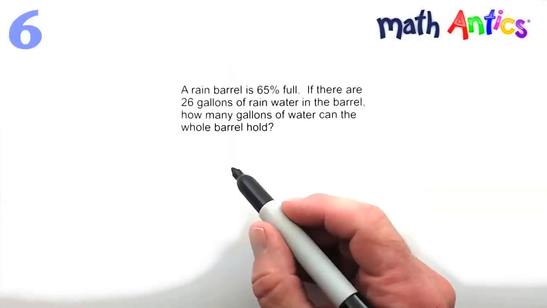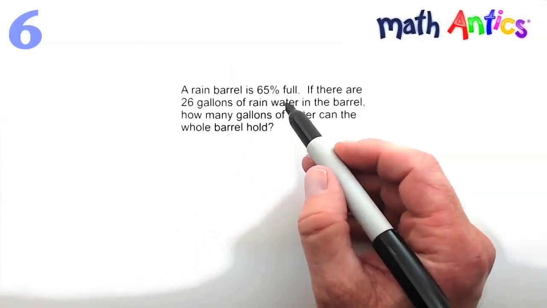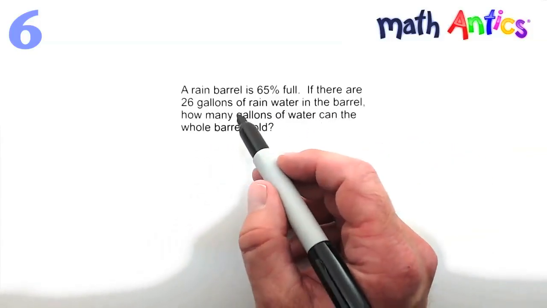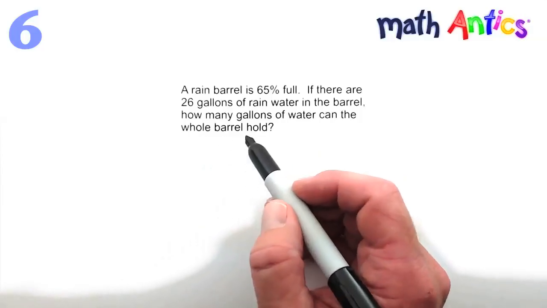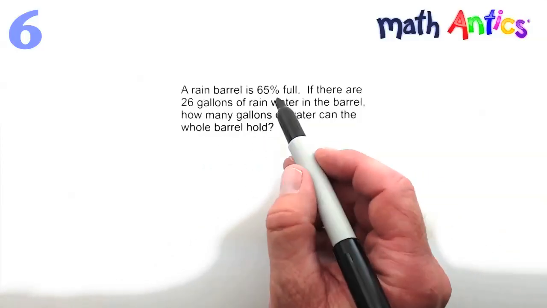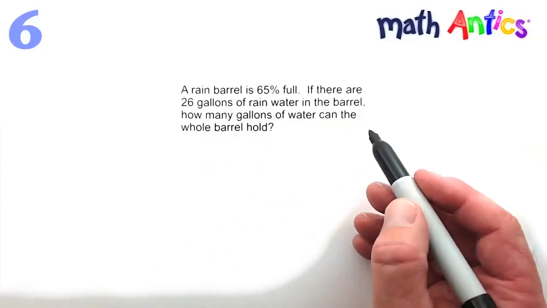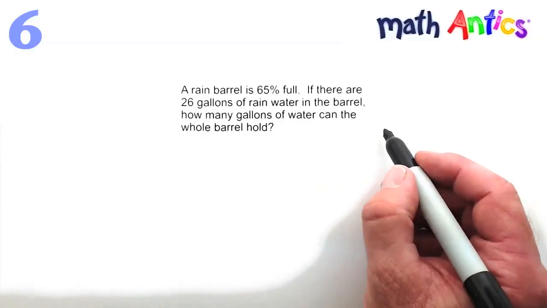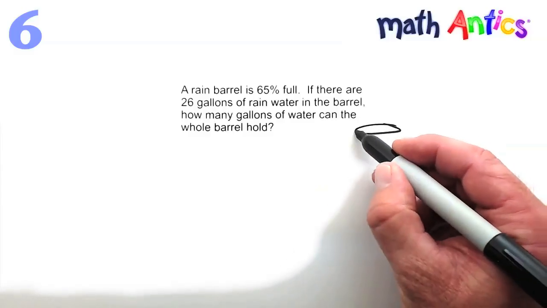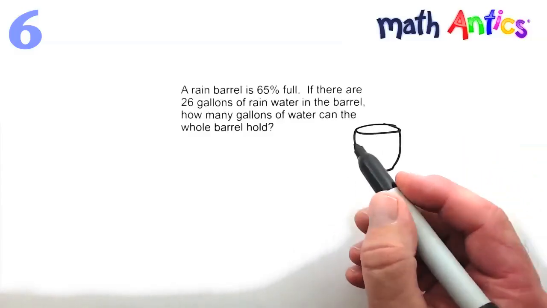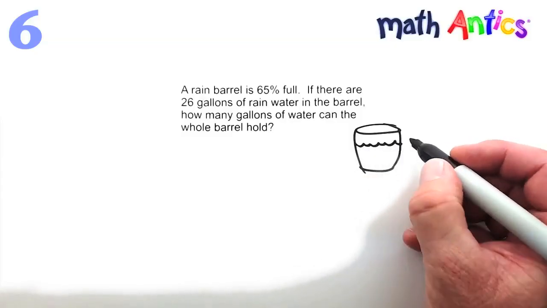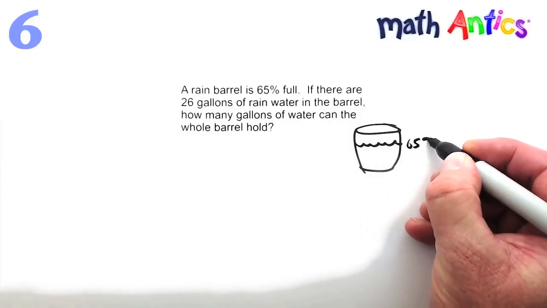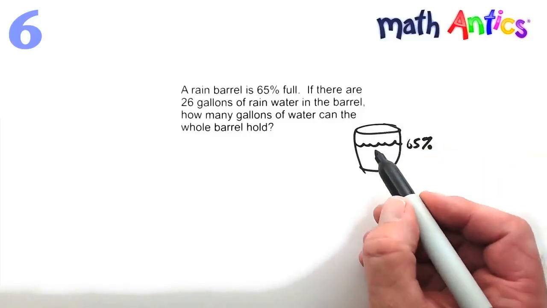Our next problem says, a rain barrel is 65% full. There are 26 gallons of rainwater in the barrel. How many gallons of water can the whole barrel hold? Okay, so we have a percent problem, and sometimes it's helpful to draw a little picture or diagram of what's going on here. So let's draw a rain barrel here. And it's only 65% full. That's going to be about 2/3 of the way full. So that's how much full it is. It's not 100% full, not all the way.